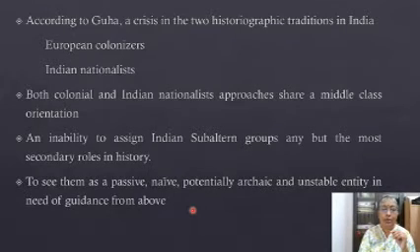In short, these groups really were in need of ruling, according to European colonizers and also Indian nationalists. So both groups agree that these subaltern groups really need to be guided or to be provided rules from above, and they must be led in the proper channel.